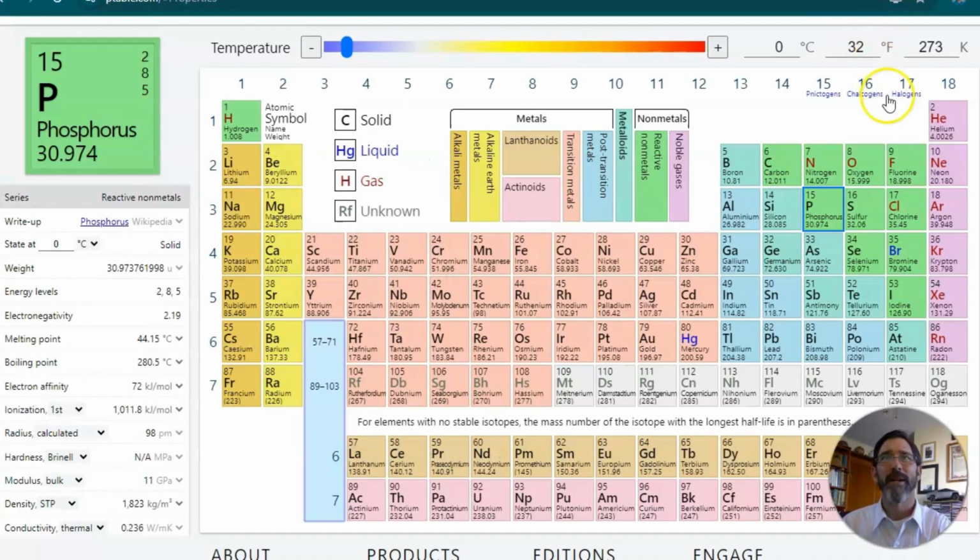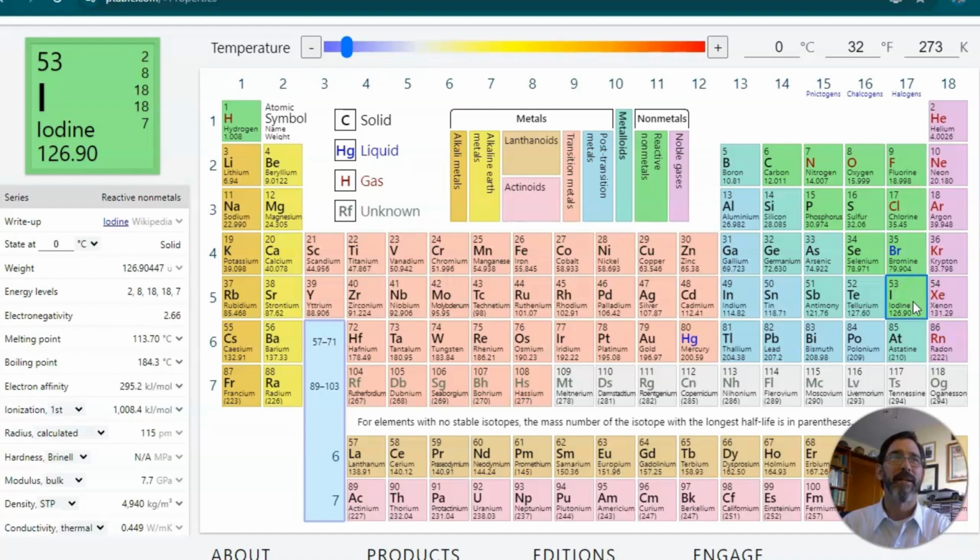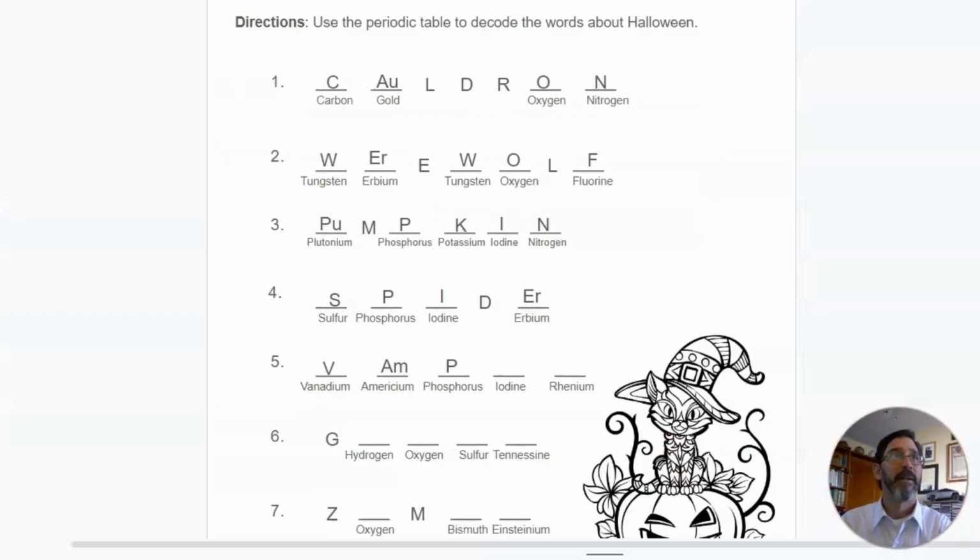Iodine is still located in the reactive nonmetals. It's number 53, capital letter I for iodine. Above iodine, place your capital letter I, and we are on the last element for number 5.